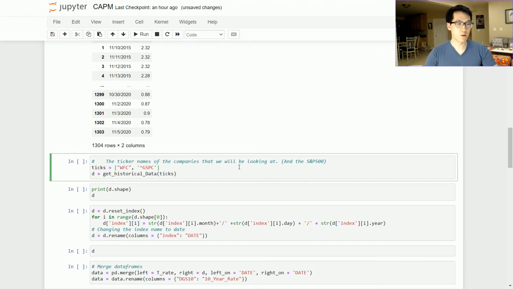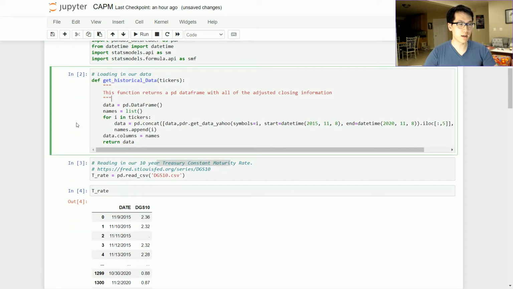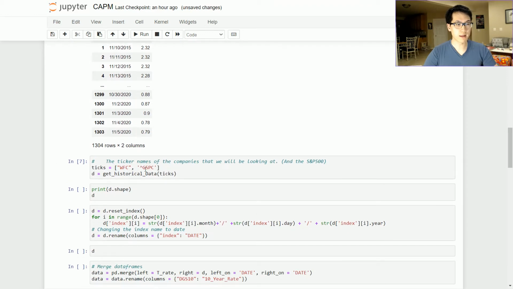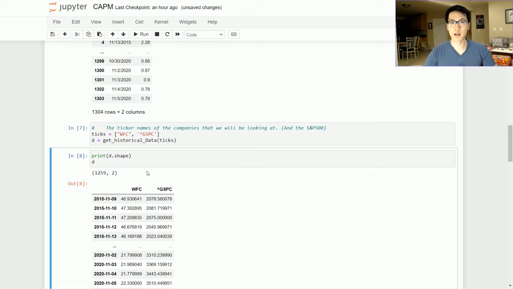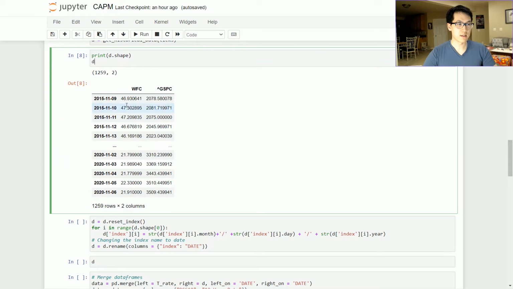Cool. So using my previous function up here, historical data, I am now scraping data from Yahoo Finance for the adjusted closing data that I'll be using. In this case, I'll be using Wells Fargo, and I'll be comparing that with the GSPC, which is essentially the S&P 500 ticker symbol. And this is the data I'll be working with over here. So there's some cleaning up that I need to do.